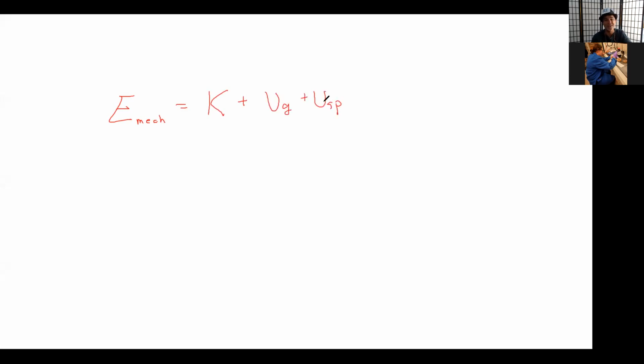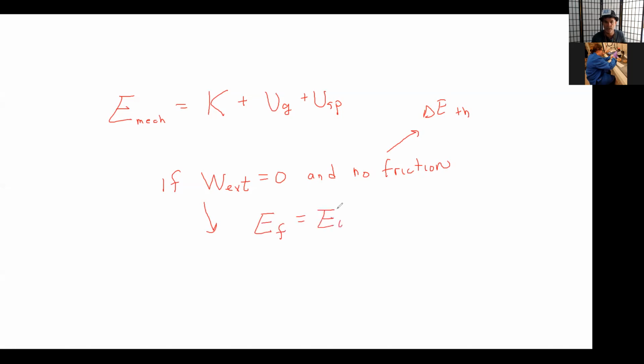Mechanical energy is really just the name we give to kinetic plus potential. We often write it as E mech, and it equals the kinetic energy of an object plus all forms of gravitational potential energy. It doesn't include thermal energy or chemical energy. What we know is that if the work done by all external forces equals 0 and there's no friction, then no thermal energy is generated. If this is true, then my final mechanical energy equals my initial mechanical energy.